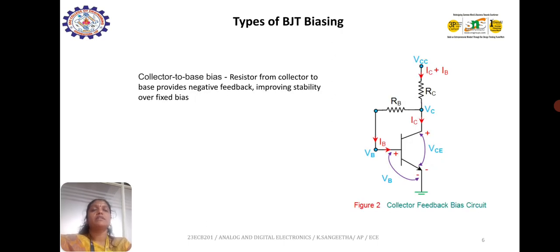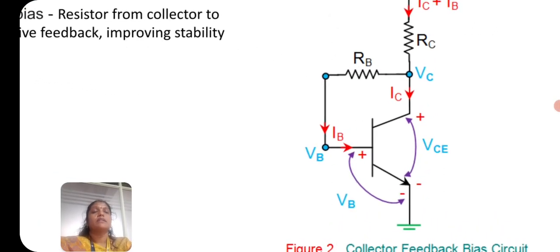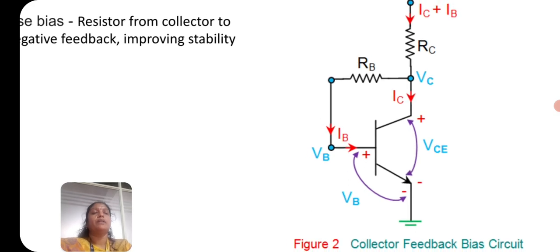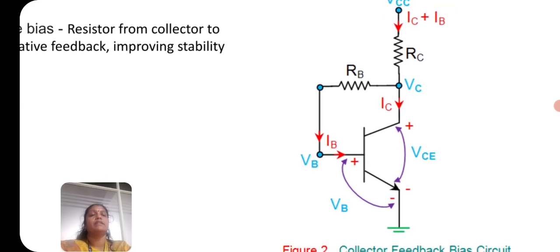So the next one is collector to base bias. There is a resistor from collector to base; the bias provides negative feedback. Generally feedback means connecting a small amount of output to the input. So it gives negative feedback, and it improves the stability and overall bias. So this is the circuit. RB and RC are connected.